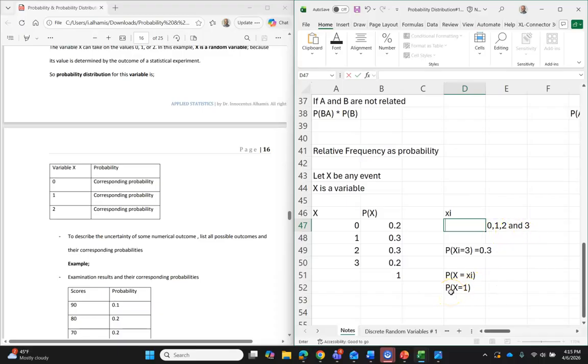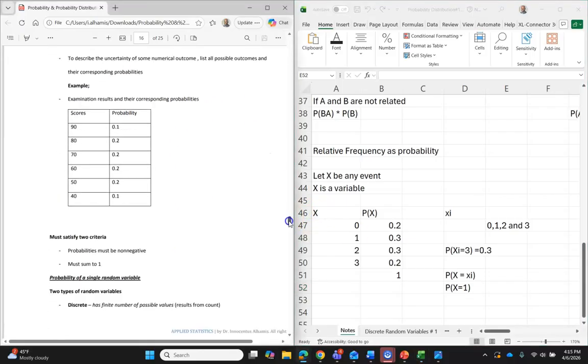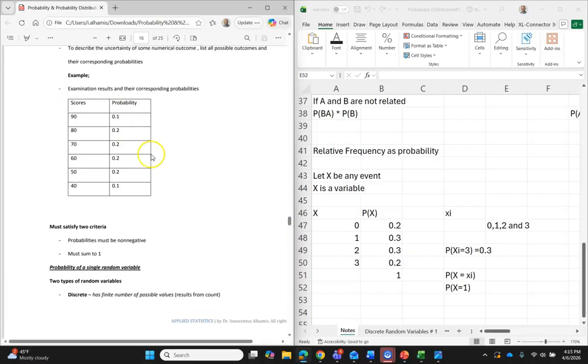So what is the probability of X here? What is the probability of X such that X equals 1? So the answer here is 0.3. Probability of X such that X equals 0 is actually this one here. That's how we can express this kind of probability. And that's what it means by probability distributions. So we have this examination results and their corresponding probabilities. These probabilities should sum up to 1.